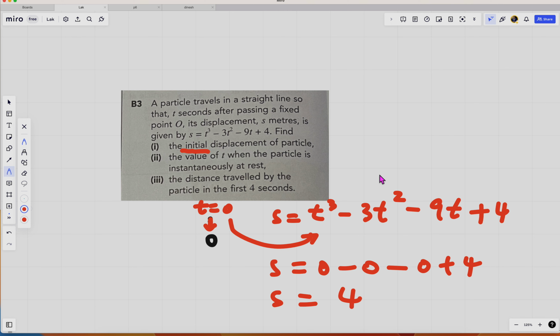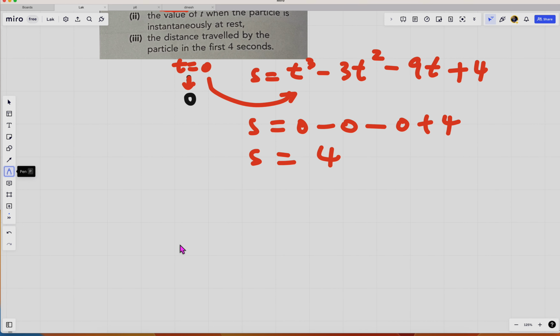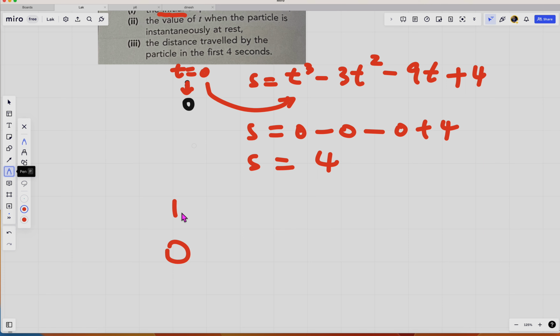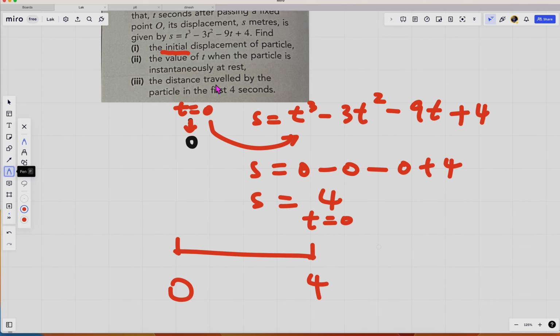So what this means is the particle doesn't start from point O. If this is point O, it starts from 4 meters away. By the way, this is plus 4, so it's on the right hand side. So at t equals to 0, this is where the particle is, and this is your point O. Therefore the initial displacement is 4 meters.